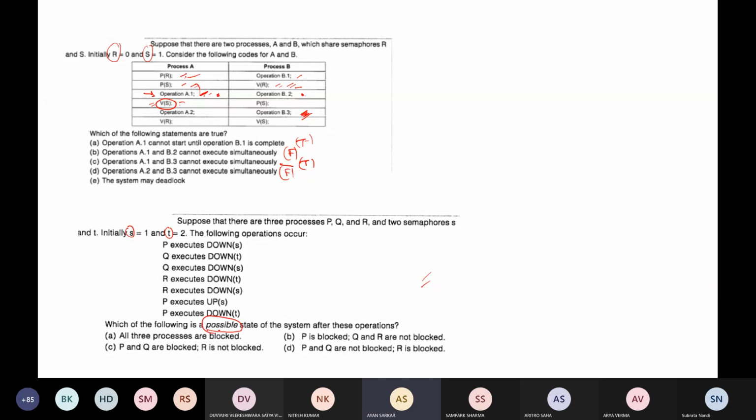So he was talking about the fifth option in the first question. No, I'm asking about this one. This system may deadlock. So can there be a deadlock here? No, sir. So this is false. So I'm talking about this question now. Yes, the system will not be in deadlock. The option E. What about the next question?